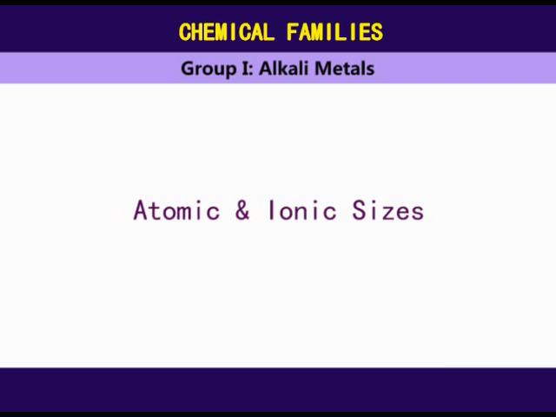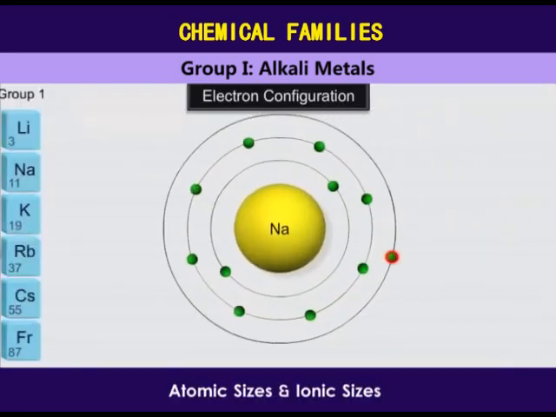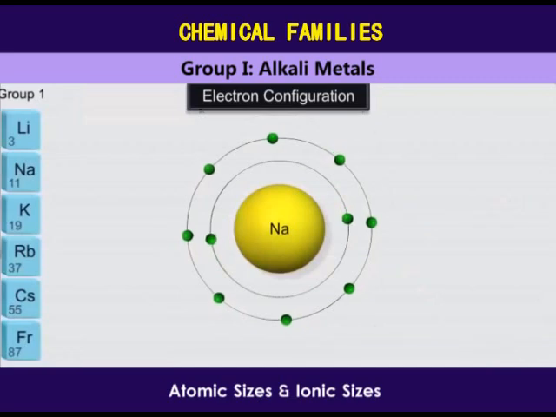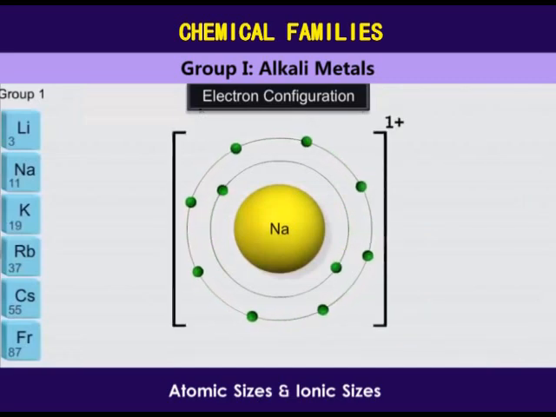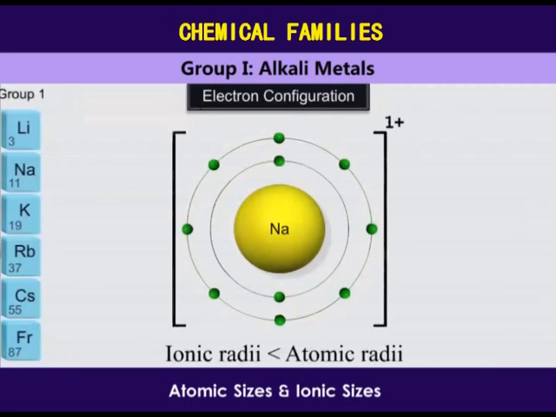Group 1 elements have a single electron in their outermost energy shells. That being so, they form ions by losing that outermost electron. When the electron is lost, the energy level is lost as well, since we cannot have an empty energy level. So the ionic radius is smaller than the atomic radius.